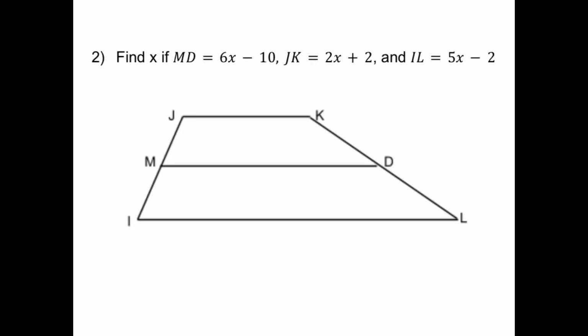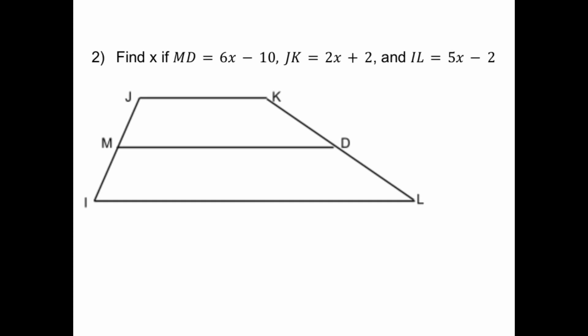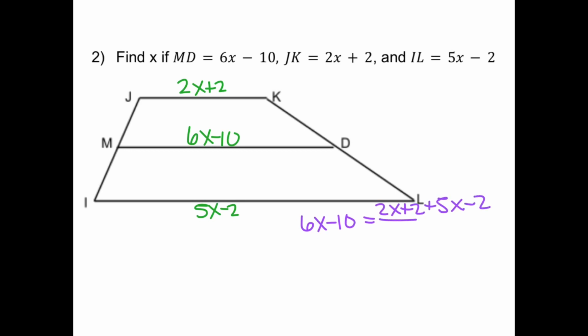Now this next one just decides to throw some algebra in here with it. I'm given that 6x minus 10 is the length of the median, 2x plus 2 is the length of the top base, and 5x minus 2 is the length of the bottom base. Using the same formula, the median is equal to the sum of the bases, so I'm adding the 2x plus 2 to the 5x minus 2, and then dividing that by 2.